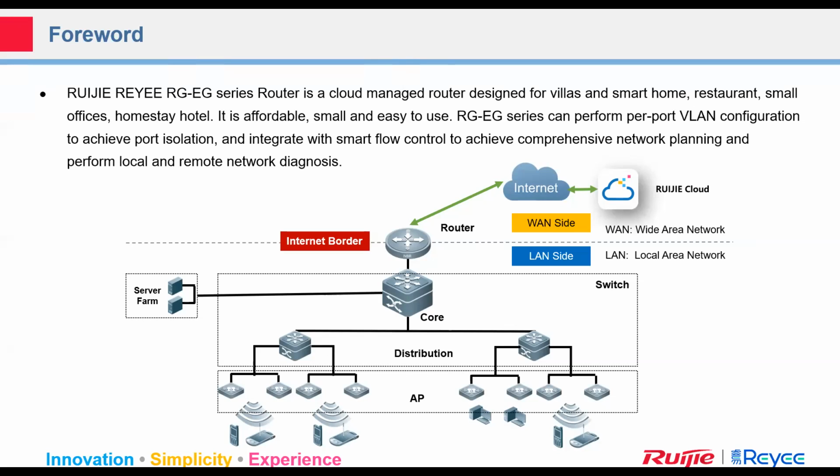So this RG-EG series can perform per port VLAN configuration to do port isolation and integrate with the smart flow control to achieve comprehensive network planning. And also we can perform a local or remote network analysis.